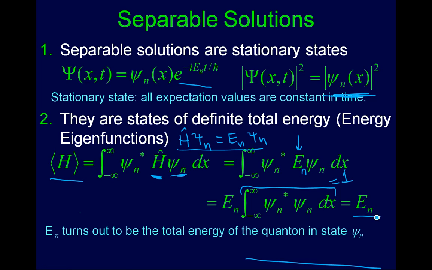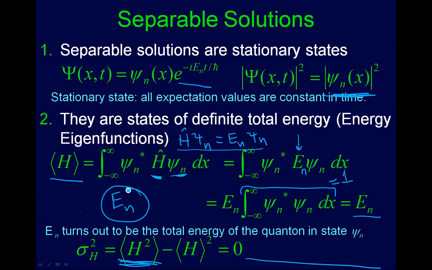Now we'll do this in class, but you can actually go through now and check it yourself. If you calculate the expectation value of H squared and then take the subtraction of the two, which gives us our sigma, you get 0. So sigma of 0 tells us there's 0 spread in this thing here. And so the energy for this state is E sub n, and it's always E sub n.